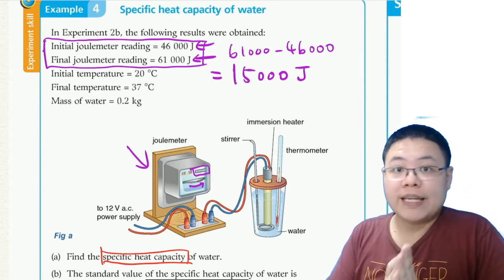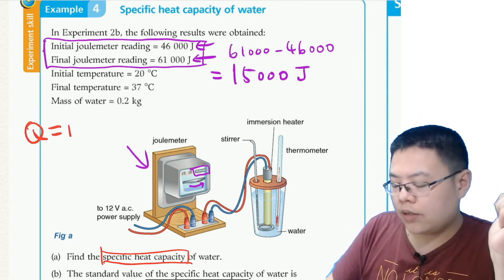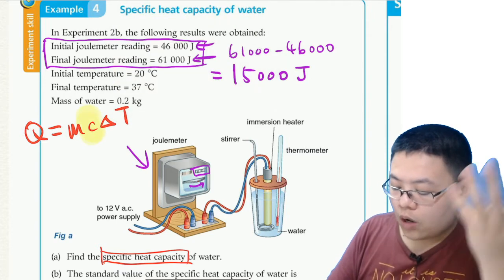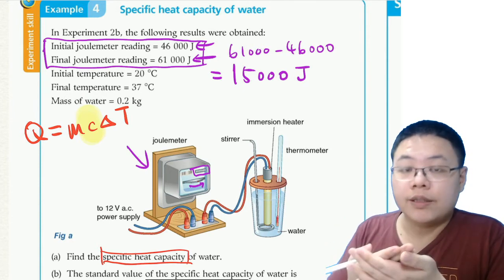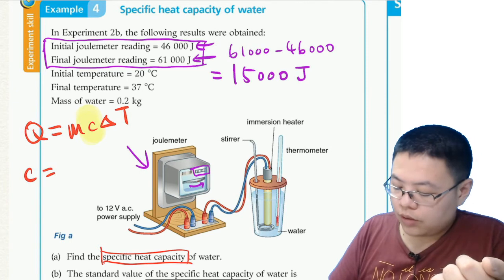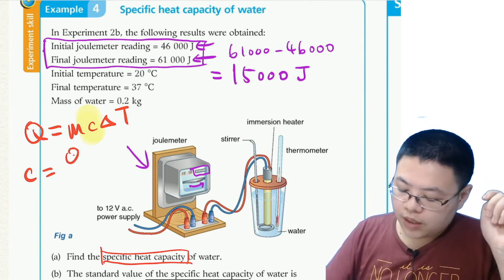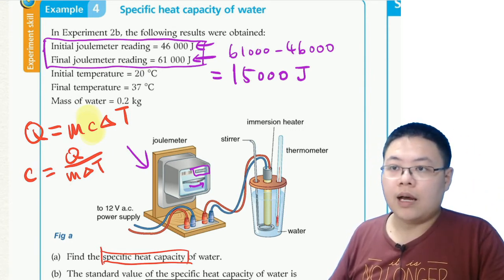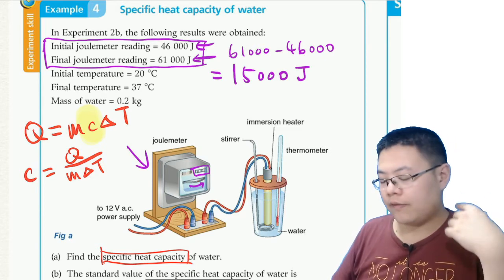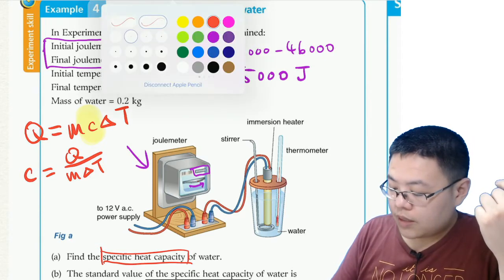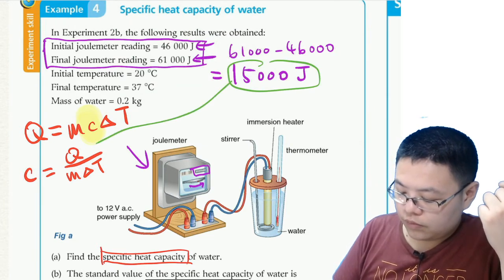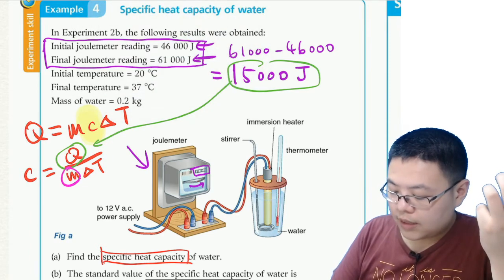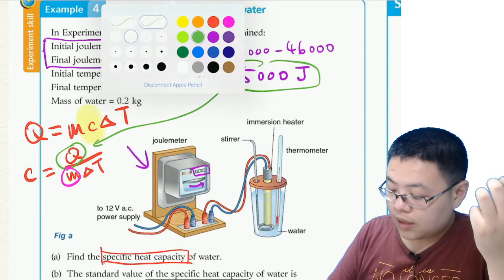We want to calculate the specific heat capacity. Do you still remember what it is? Q=mcΔT. The specific heat capacity is c. So when we want to calculate it, we make it the subject, moving m and ΔT over. So c=Q/(mΔT). That is the formula we make to calculate the value of c. And since we already have this 15000 joule to plug into Q, then we would like to know what m is and what ΔT is.